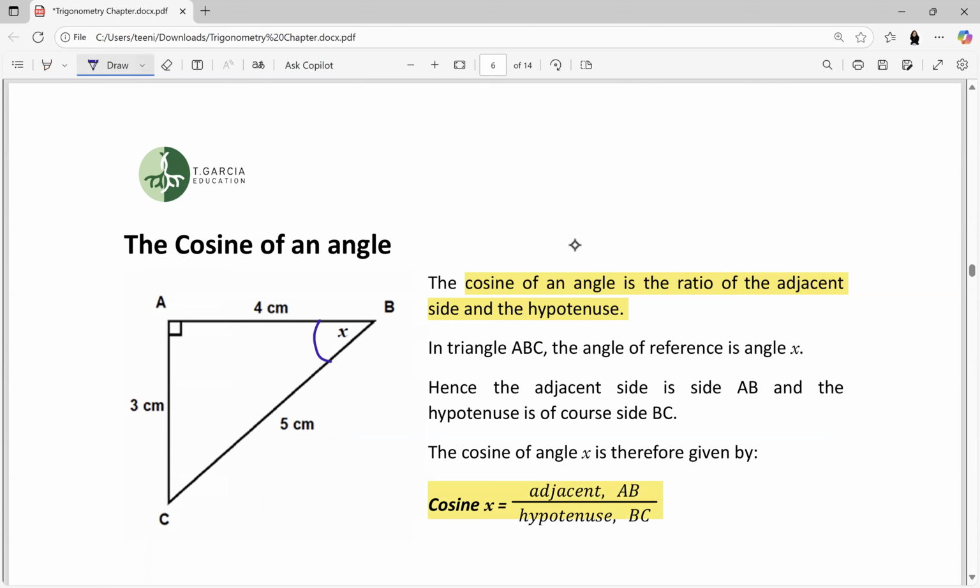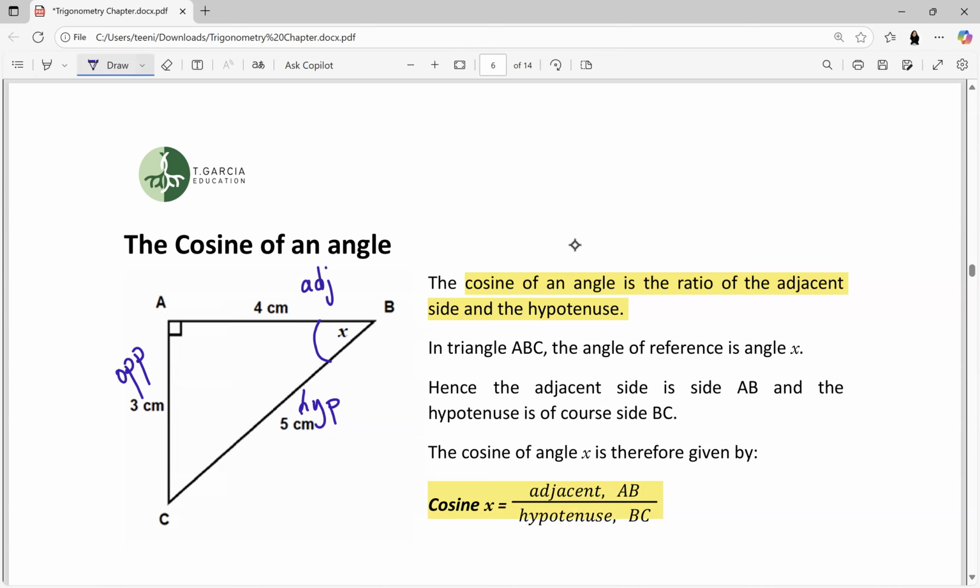So let's name our sides. The hypotenuse, of course, is opposite the right angle, so that will be the same. And then the opposite side, if the angle of reference is here, will be the side AC or side B. And then the adjacent side is side AB.